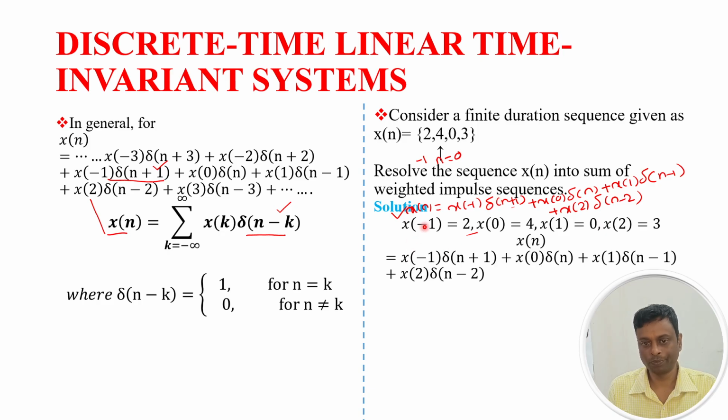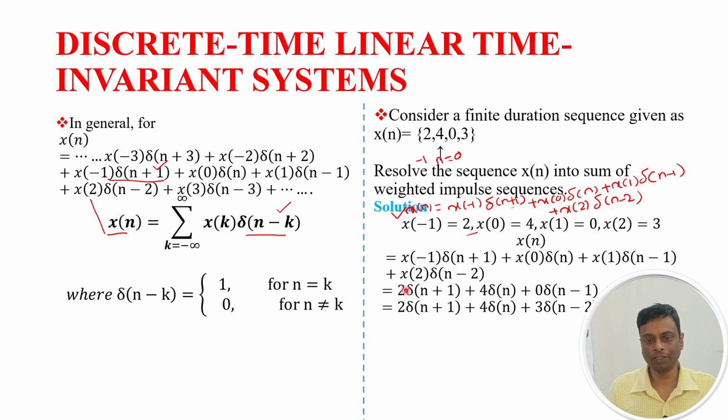So now x of n can be expressed as x of minus 1 into del of n plus 1, x of 0 into del of n, plus x of 1 into del of n minus 1, plus x of 2 into del of n minus 2. So you can put the x of n values and get your answer. This is the x of minus 1 value, this is the x of 0 value, x of 1 equal to 0, so that term is 0. X of 2 equal to 3. Therefore the answer will be 2 del of n plus 1, plus 4 del of n, plus 3 del of n minus 2. This is how we can obtain x of n in terms of impulse sequences.